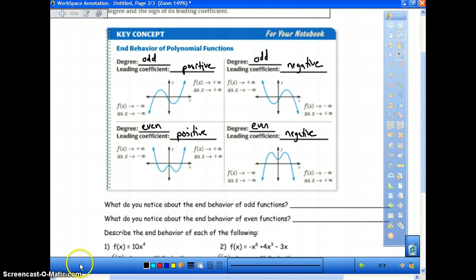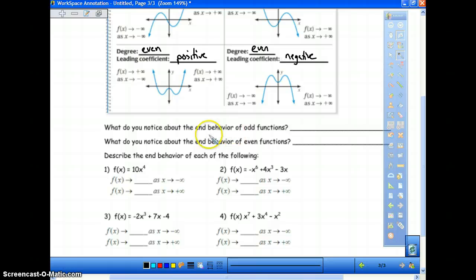Okay, down below, let's look at these examples. So we have f of x equals 10x to the 4th. Now, we could easily memorize this up here if we wanted to, but I'd rather you not do that. I want you to think about what type of function an even function looks like. And what you'll learn real quickly is it typically looks like a parabola. So that means they're either both going to go up or both going to go down.